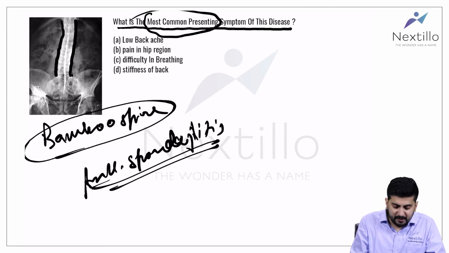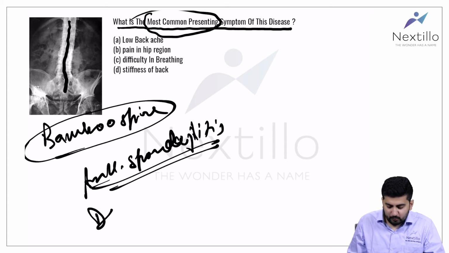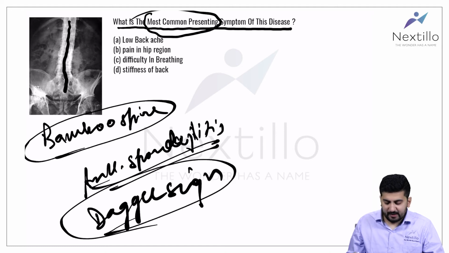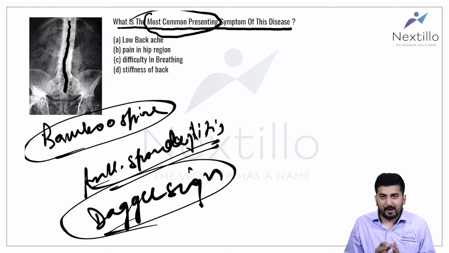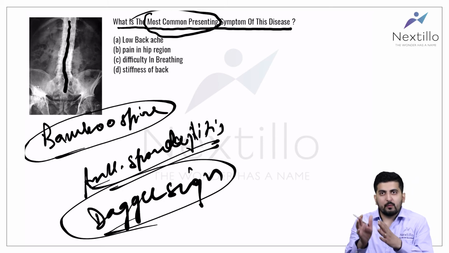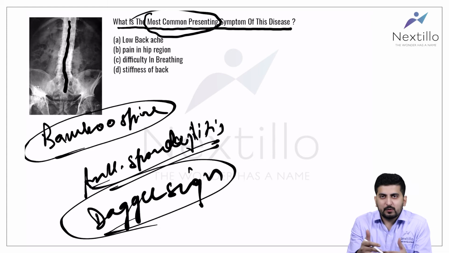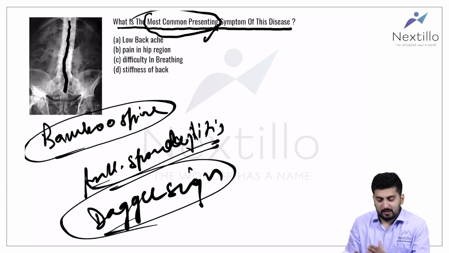Also, what you can see in this image is that the spinous processes are seen in one continuous line, and this is something which is known as a dagger sign. Again, a characteristic of ankylosing spondylitis. So now that we have made a diagnosis from our image, the next part of the question is, what is the most common presenting symptom?